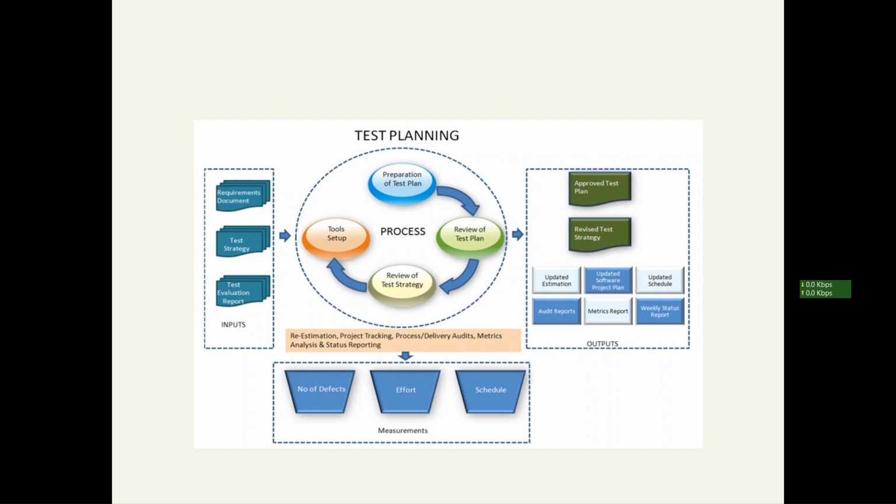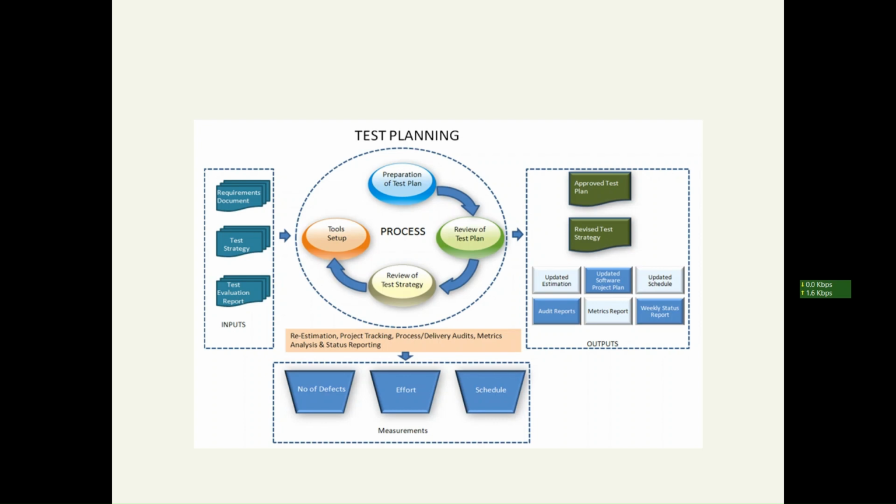The activities you do in the test planning phase are to prepare the test plan, review the test plan, review the test strategy, and set up the tools. This is the process which happens in your planning phase, and the outcome of that is the approved test plan. As I told you, in school or college, the timetable keeps changing in the first month. So there will be a lot of changes in the plan. There might be a revised test plan, and once the plan is approved, then you can start your testing.